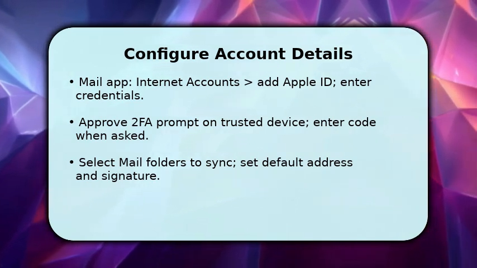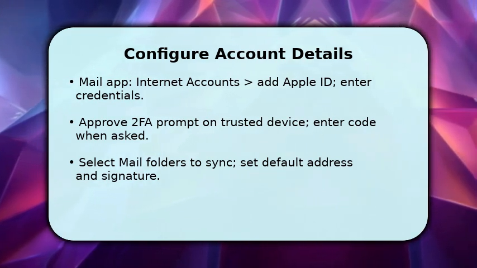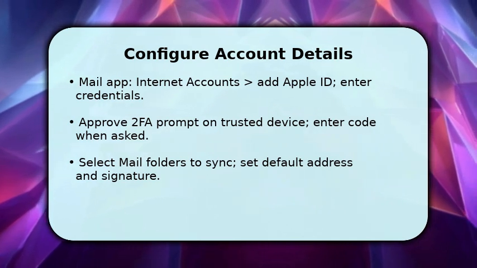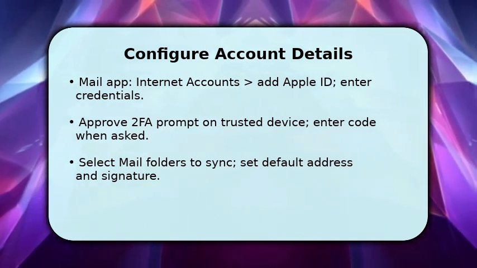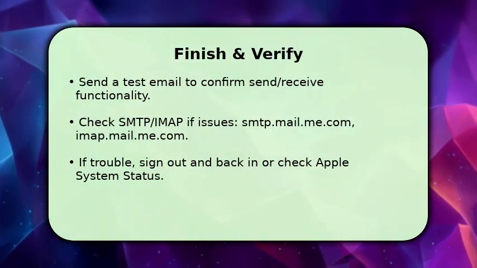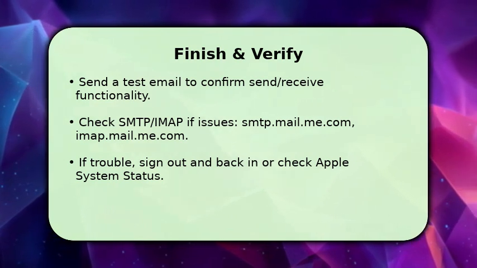Then choose which Mail folders to sync, pick the iCloud address as the default sending address if desired, and create a short signature. Make sure Mail refresh frequency and notifications match how you want to work. Finish by sending a test message from your new iCloud address and verify receipt on another account. This confirms SMTP and IMAP are working.